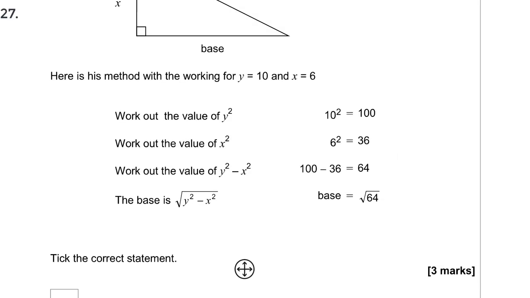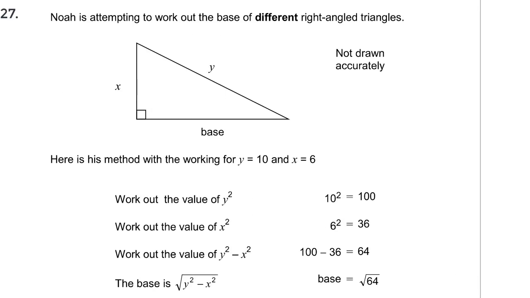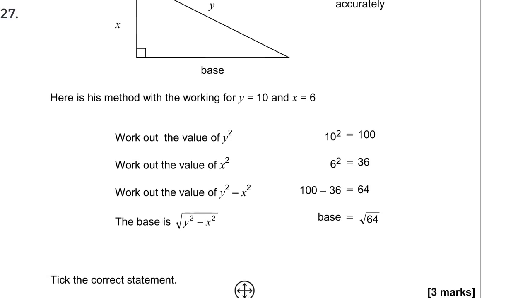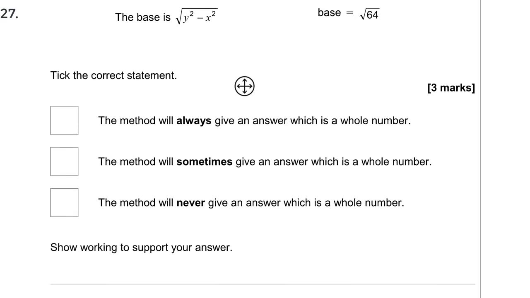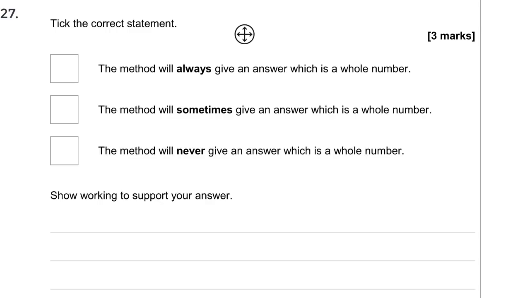Then he subtracts one from the other, and then he square roots them. This is basically Pythagoras' theorem, isn't it? So underneath it says, tick the correct statement. The method will always give you an answer which is a whole number. The method will sometimes give an answer which is a whole number. The method will never give an answer which is a whole number.